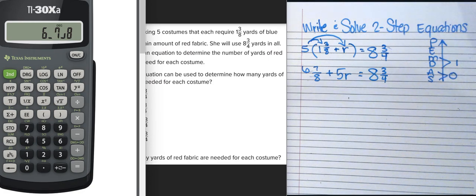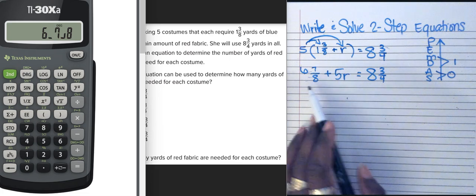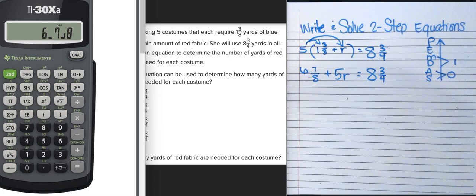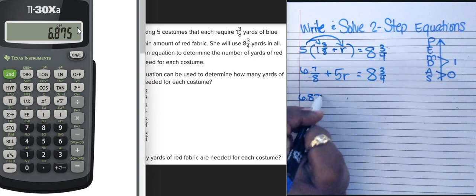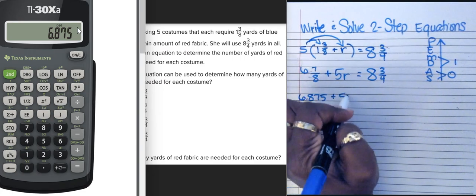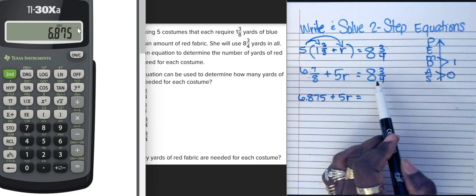Okay, now the next thing I want to do, just me personally, I would prefer to change fractions to decimals. If they are terminating decimals, you can do that. Remember, if it's a repeating decimal, then you'll want to keep it in the fraction form so that you can have the most accurate answer. So let's look and see. If I convert this into a decimal, remember, you can hit the second and then the FD button or the backspace, and that will convert it. And it is a terminating decimal. So I'm going to write 6.875 plus 5R, and that is going to be equal to 8 3/4.